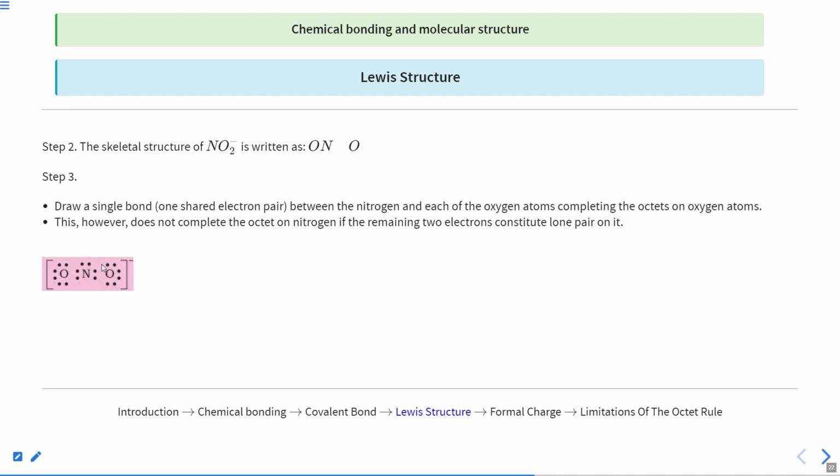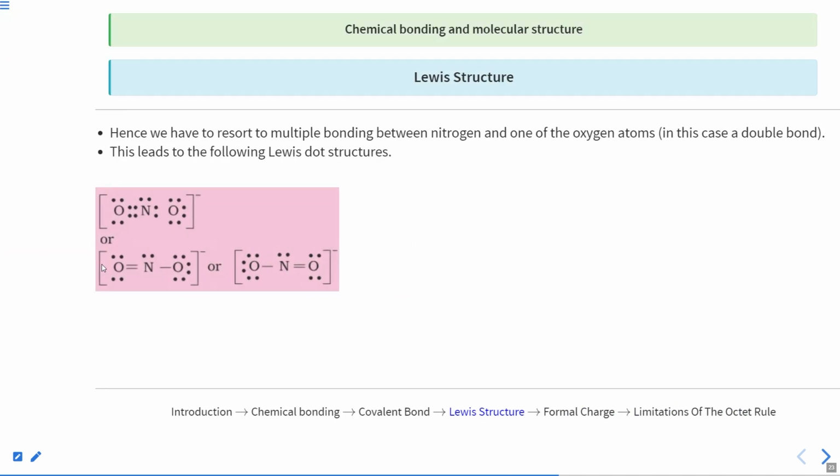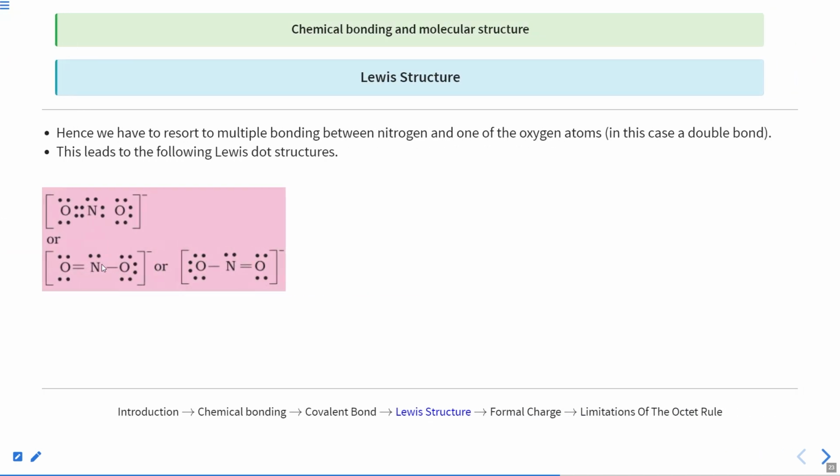But in this case, the octet is not complete in nitrogen. So now what we do is keep that extra electron on oxygen rather than nitrogen. See this structure here: 1 2 3 4 5 6 plus 1 electron is also there. That is the reason it is making a bond, because the electron must be here. So that extra electron is now placed on oxygen. That will result in 2 possible structures. These both are the same. We will talk about why these 2 structures.